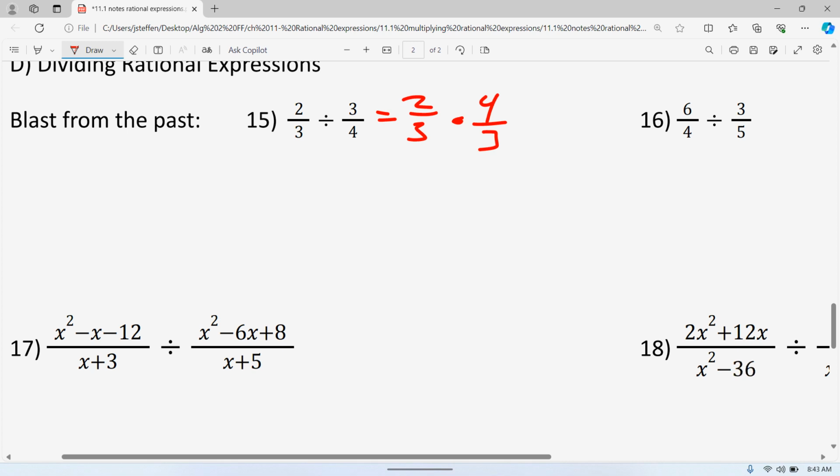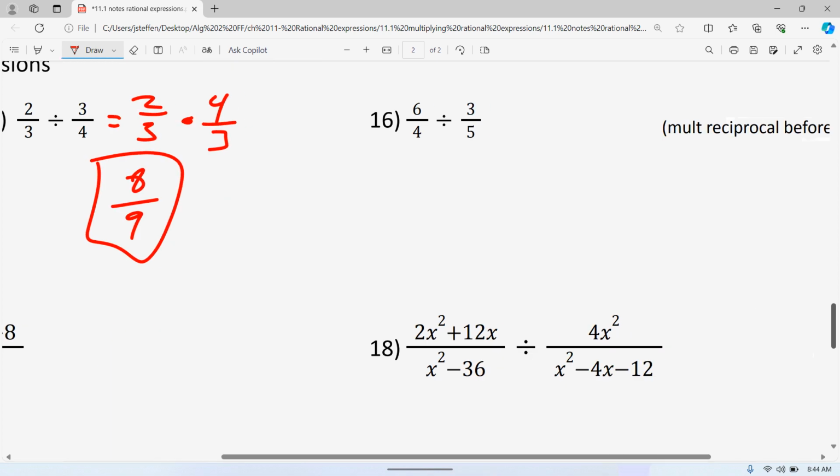Second thing to realize, you cannot reduce before multiplying by the reciprocal. That's the reason I set this one up. Students say, oh, 2 and 4 can cancel down to 2, and 3 can cancel. No, you can't do any of that canceling until you've made it a multiplication problem. Once it's a multiplication problem, then if you can cancel, go ahead. This one doesn't have any that cancel, so it's 8 over 9. That's your answer. The reciprocal has to be your second fraction, and you cannot reduce anything until you get it to a multiplication problem.